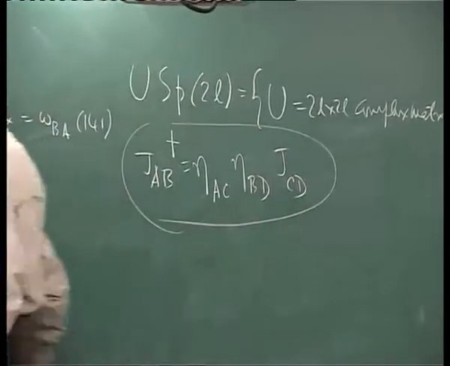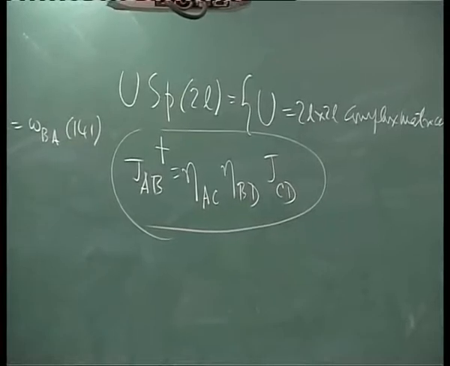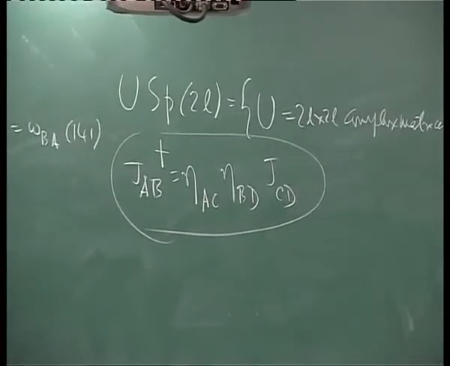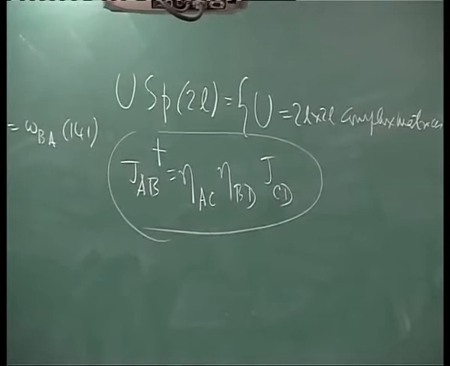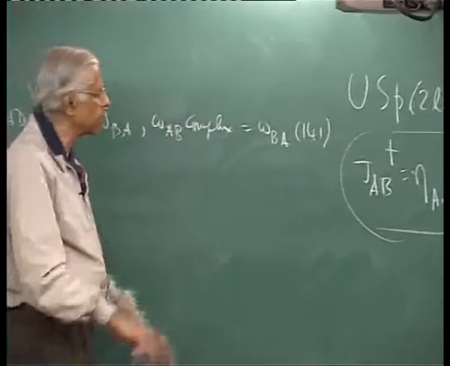First, you show this. It involves a little bit of work because you have to. Eta is a metric matrix. I've given you its structure. It is a symplectic, that braided kind of thing.